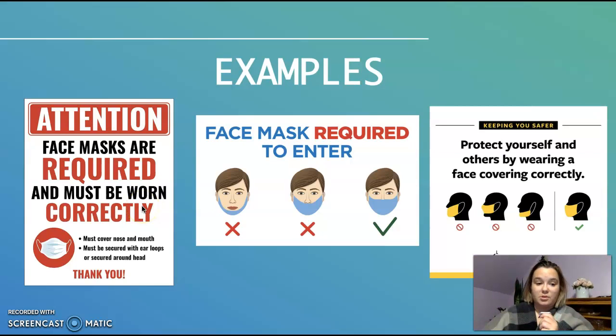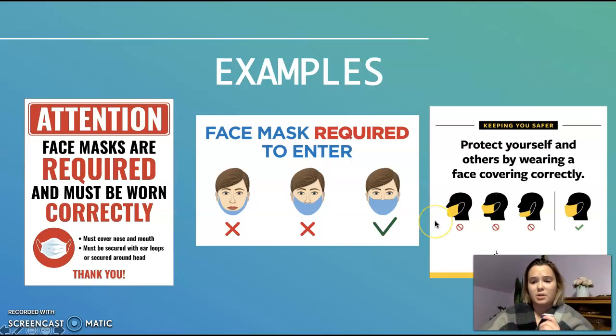So going from that, we have examples. Here's a couple examples I found online, something we could take pointers from for a new sign. Over here, we have just the basics. Attention, face masks are required and must be worn correctly. And then it says, must cover nose and mouth, must be secured with earlobes or secured around head. Simple. And then we have face masks required to enter in the middle. It shows one under the chin with an X, one under the nose with an X, and one covering the nose and the mouth with a check.